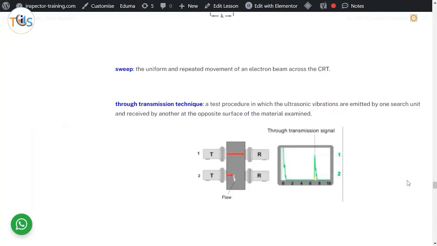Through transmission technique. So this is a test procedure in which the ultrasonic vibrations are emitted by one search unit and received by another. So you need one transmitter and one receiver here. So if there is no defect, you see the backward echo here. The initial response and the backward echo would be the same height. If you see a defect here, from the tip of the defect until there's another tip, the beginning until the end, you'll see this response.